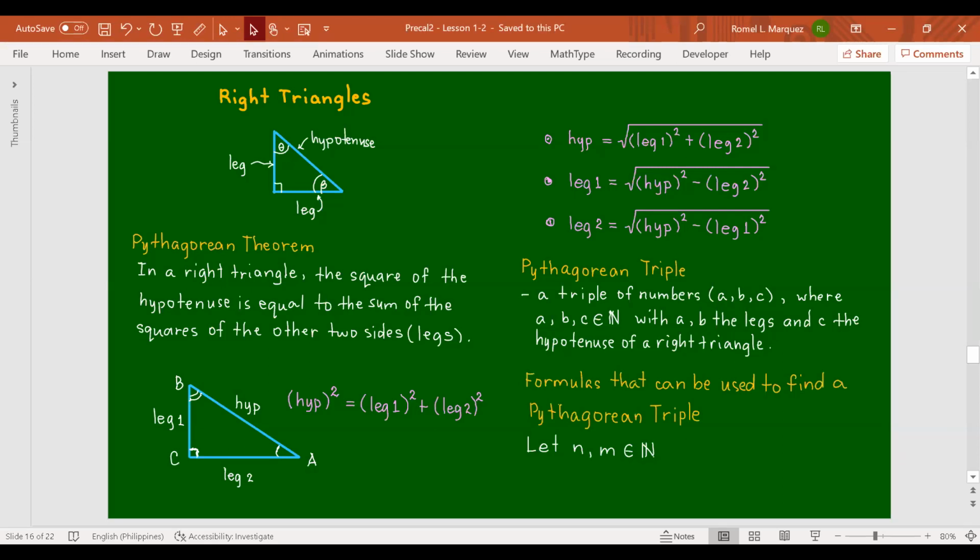Okay? Naka-share ba ang screen, guys? Hindi. Nakashare po. Share po. Shared pa po.